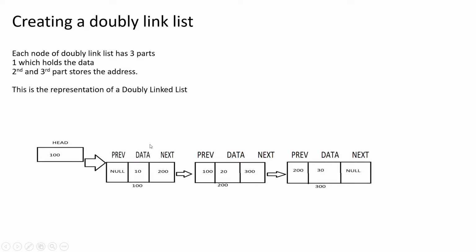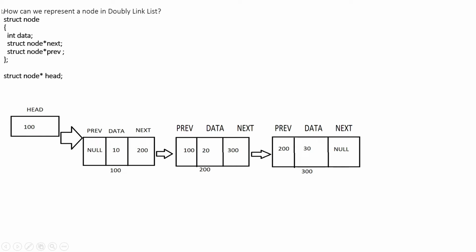Now you might be wondering what are data, next and prev. Let me explain. How can we represent a node in a doubly linked list? In order to access the data, the next and the prev, we need a struct variable or a head pointer. With the help of the head pointer only, we can access the data, the next pointer and the previous pointer. So now let me explain what the previous and next pointers are.